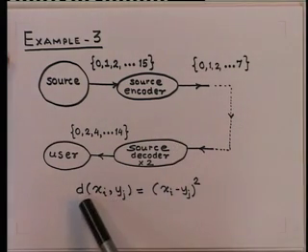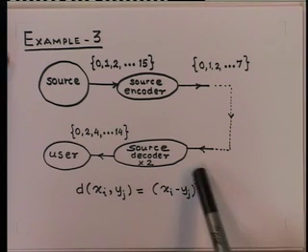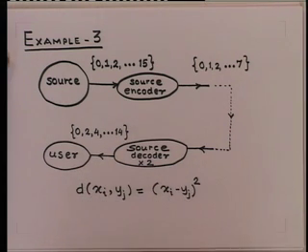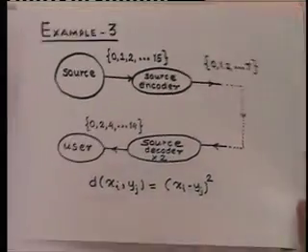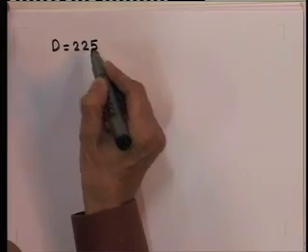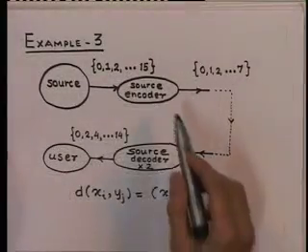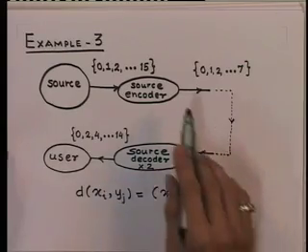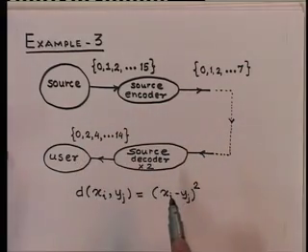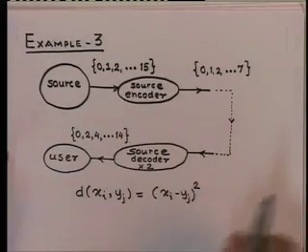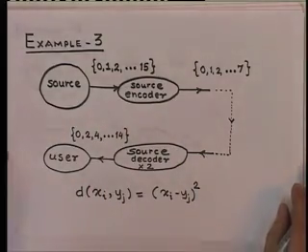Now, we use the distortion measure based on the squared error difference, and we also assume that the distortion level is given to be d equal to 225. The problem is to design a lossy compression scheme that satisfies the distortion constraint.